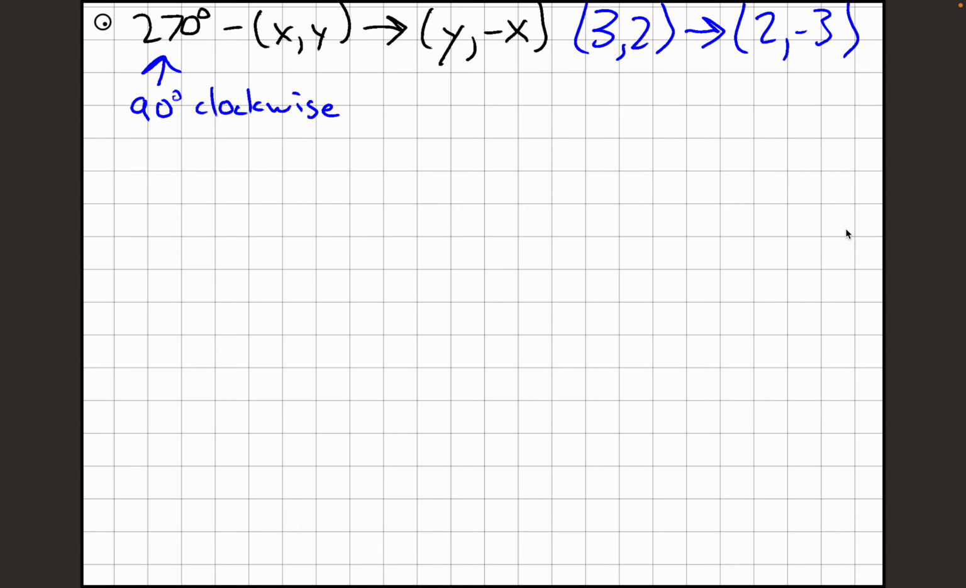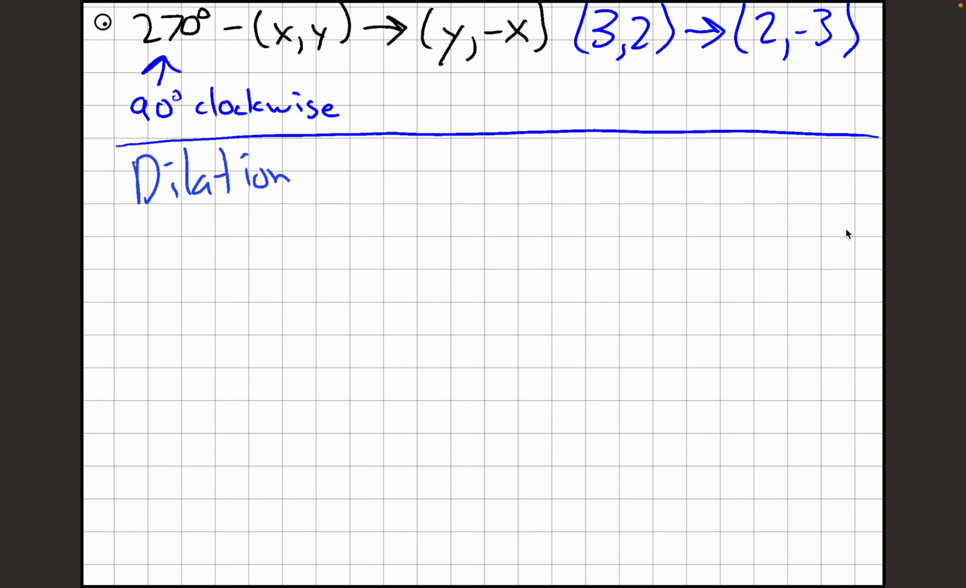Okay, so this next one, you're going to see two different words, but this is going to be called dilations, or scale factors. That was just 3.3. We're doing 3.4 now. That was yesterday.